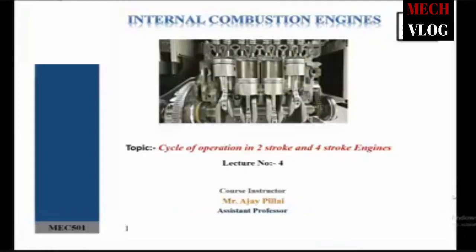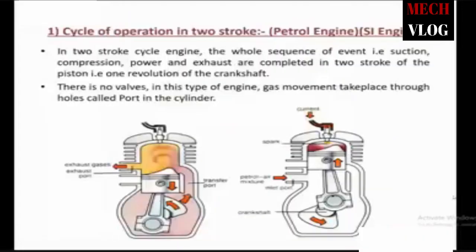Anyway, the topic is the cycle of operation in two-stroke and four-stroke engines. First we are talking about the cycle of operation in a two-stroke petrol engine, that is a spark ignition engine. With the help of a spark, the air fuel mixture will ignite and there we get the power. In a two-stroke cycle engine, the whole sequence of events, that is suction, compression, power and exhaust, is completed in two strokes of the piston, that is one revolution of the crankshaft.